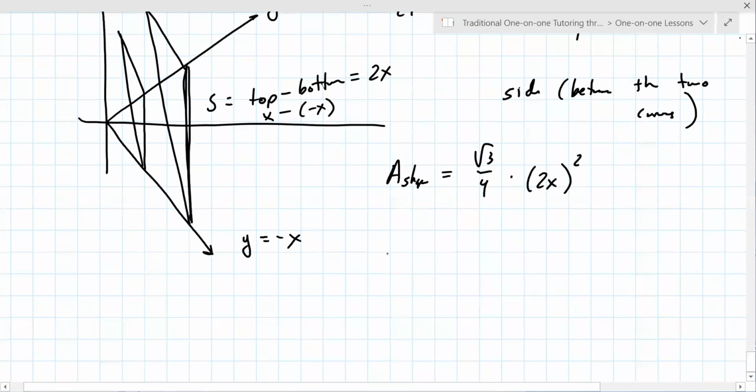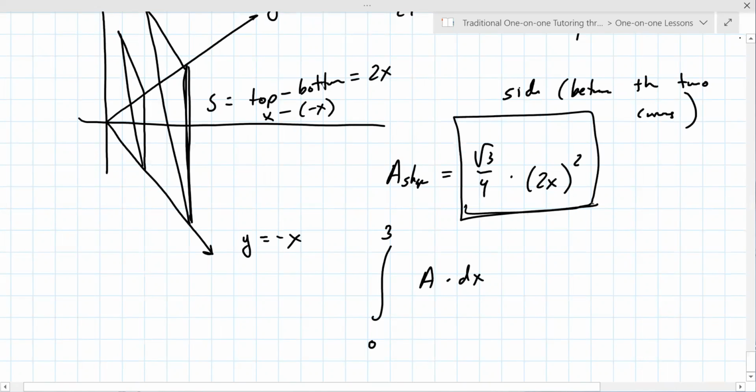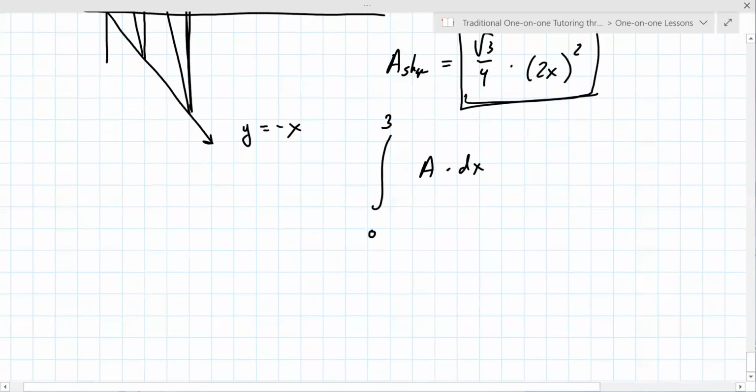And then I want it from, let's say, 0 to 3. Do you not simplify that anymore? We will, but it's the area of the shape times dx. Right, this is a key component to doing this, is to find the area of it. But that's the area of one singular shape. That's right. So this, like you just said, it's the square root of 3 over 4, but 2x squared is really 4x squared. So it becomes square root of 3 x squared dx integrated from 0 to 3.